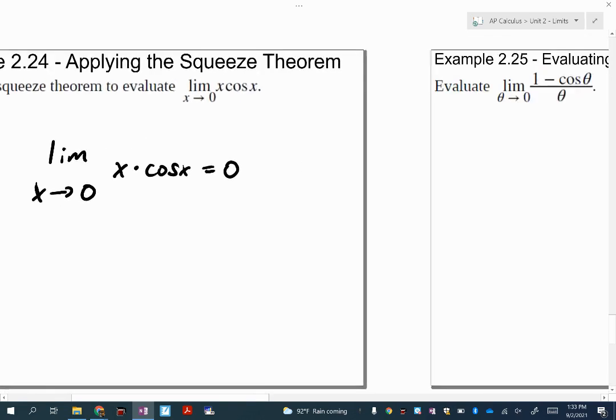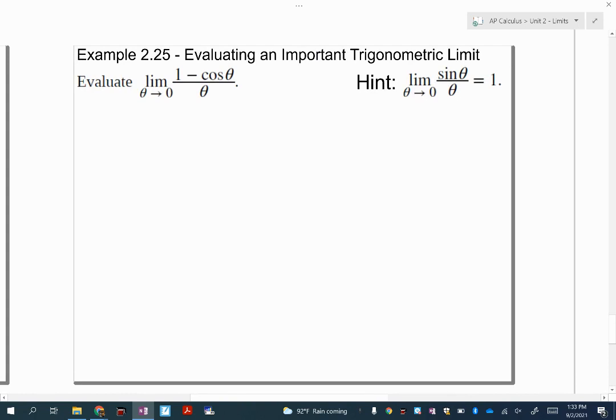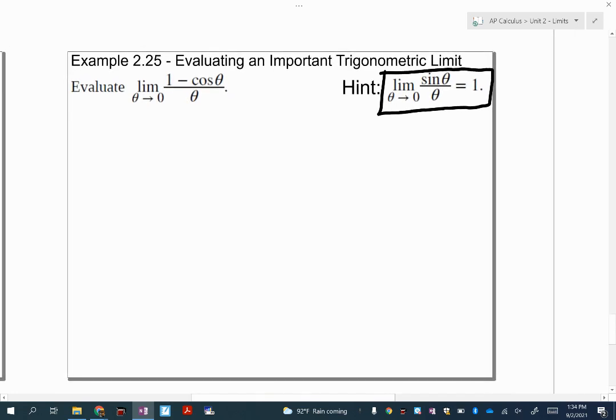Okay? All right, let's do the last one. So this is saying to evaluate this trigonometric limit, and they're giving a hint from the textbook that the limit as theta approaches 0 of sine theta over theta equals 1. So if I try to plug in 0 for theta, the cosine of 0, as we talked about on the previous problem, is 1. So that's 1 minus 1, which is 0, and the denominator is also 0. So I can't just plug it in like I would hope.